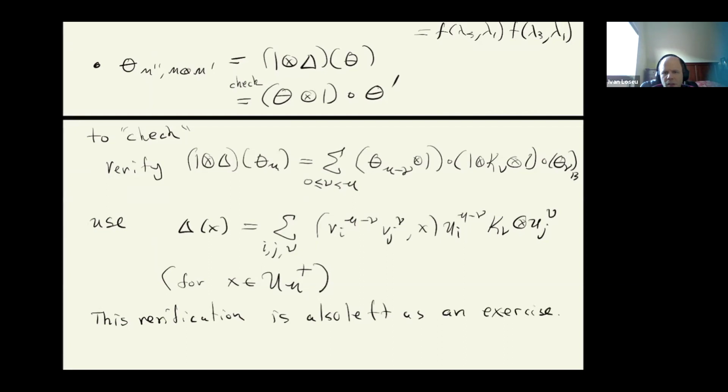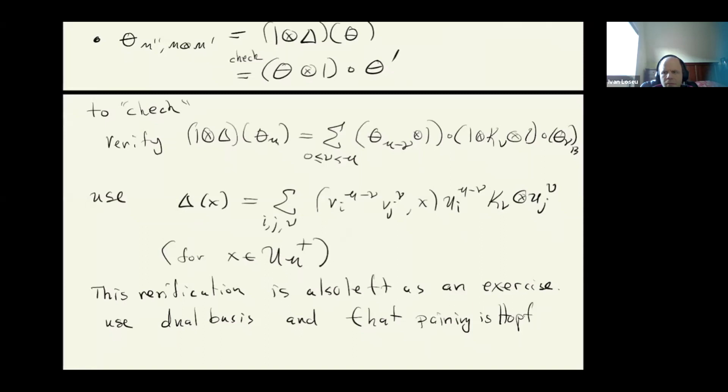But perhaps an important point is that here we use that our pairing is a Hopf pairing, right? Because we somehow need to relate Δ and this dual basis. That's a basic property behind this verification. Okay, so that's establishing these two things that we needed to establish.